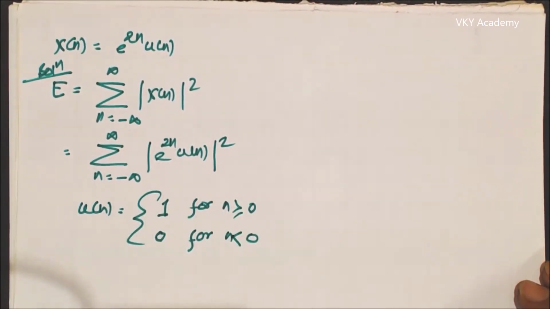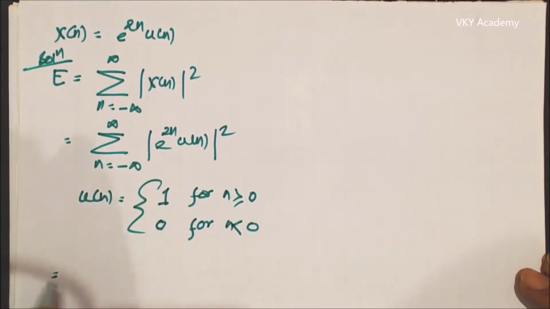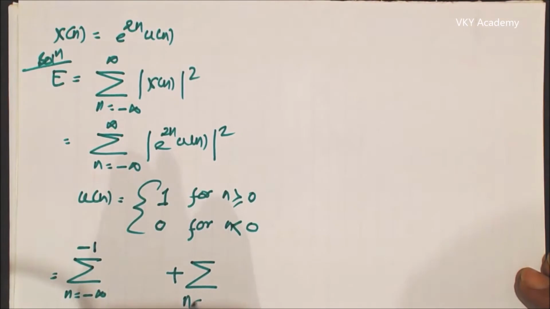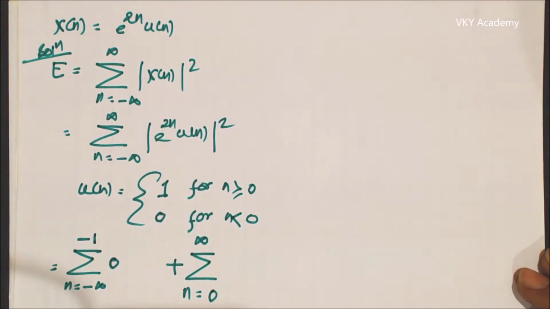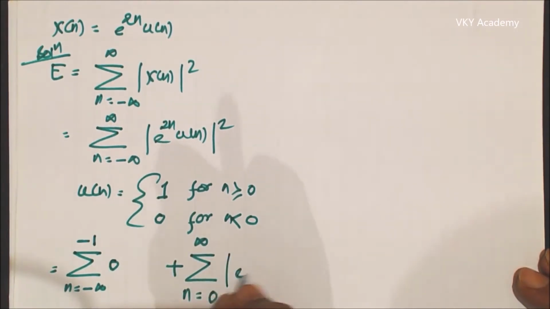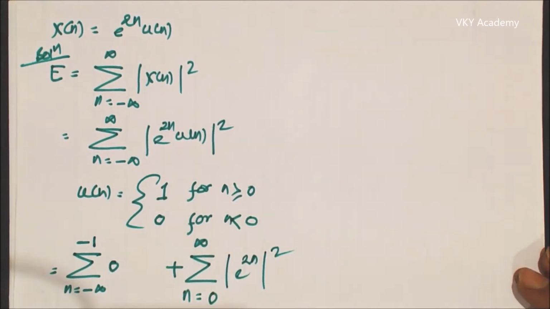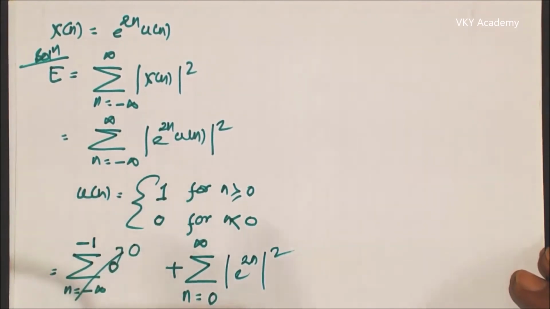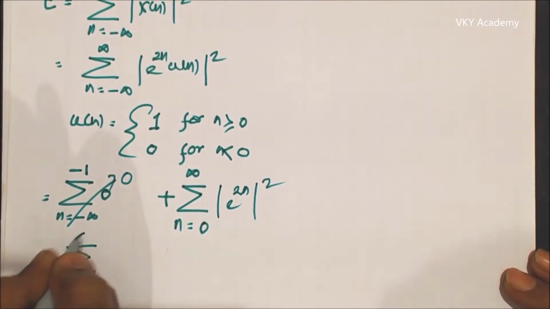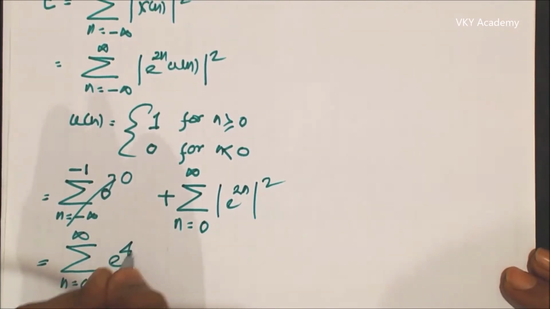So this particular summation can be split as summation n equal to minus infinite to minus 1 plus summation n equal to 0 to infinite. Between minus infinite to minus 1, u of n is always equal to 0, so this will be equal to 0. And between 0 to infinite, u of n is always equal to 1, so I can write e to the power 2n square. Now this can be written as summation n equal to 0 to infinite e to the power 4n.